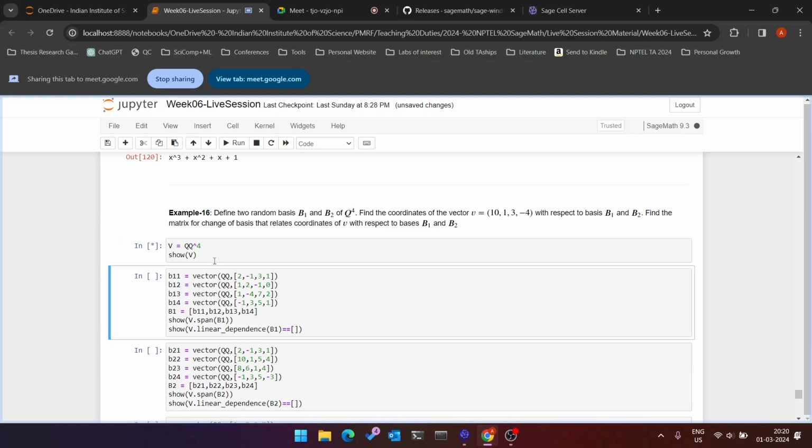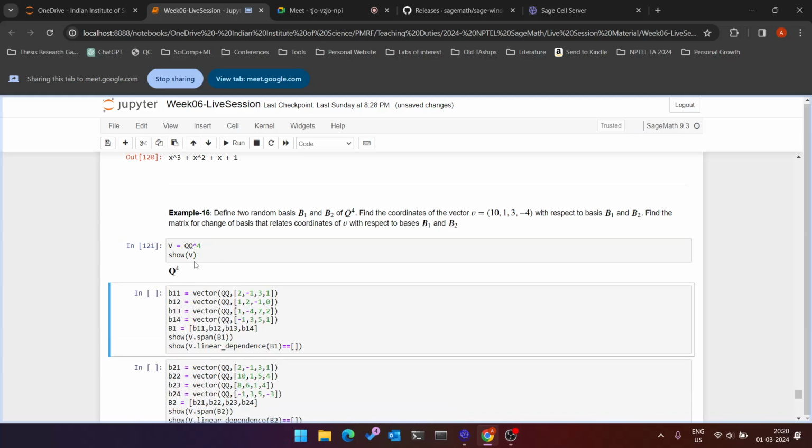Right. So if I do show V, that is essentially Q raised to 4.